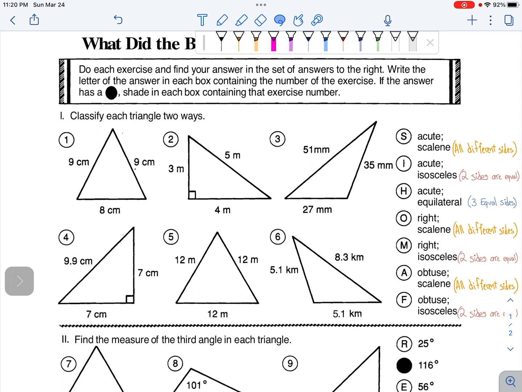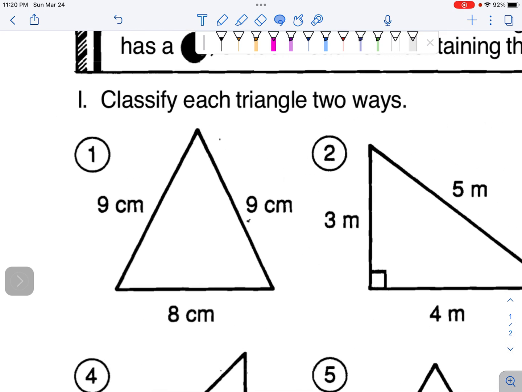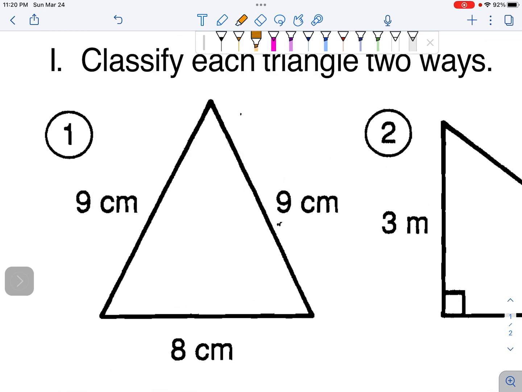Classifying triangles is a little bit tricky, so something that I would suggest that you do is look at their angles first. When I look at number 1, I see that all three angles, triangle, get it? All three angles are little angles. They're all smaller than 90 degrees. I know this is an acute triangle because they're all small and cute.